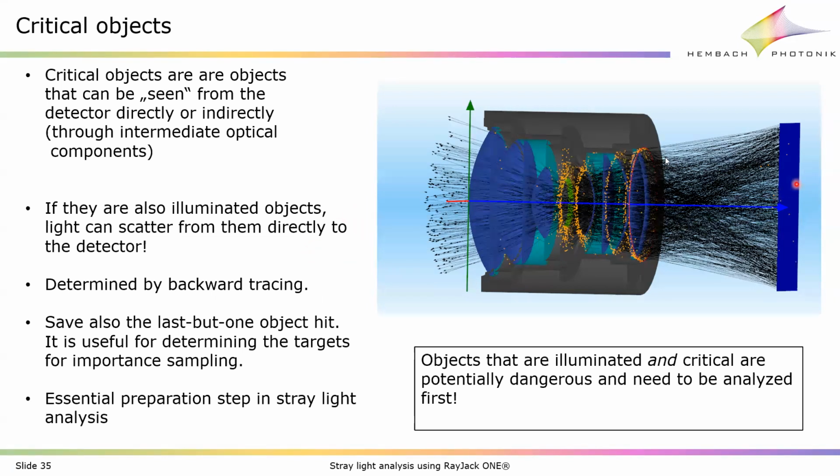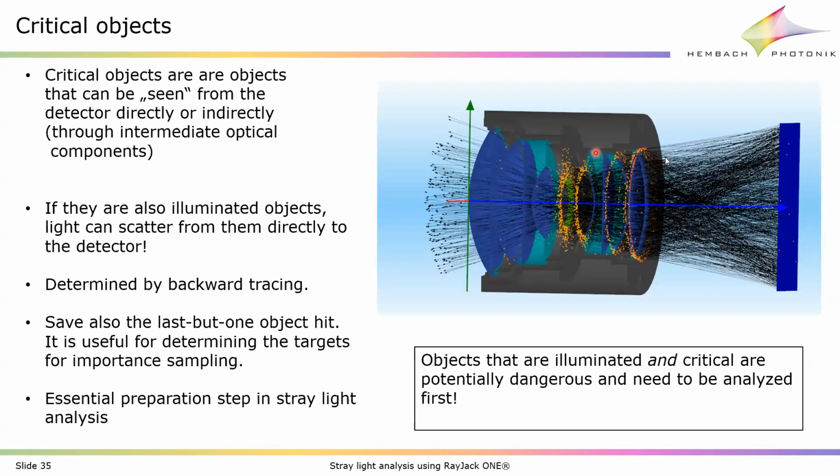They are determined by backward ray tracing, of course, because I'm really interested in what can reach the detector. If these critical objects are illuminated objects at the same time, then single scattering may already create a signal on the detector, which is typically very harmful. So watch out for objects that are critical and illuminated at the same time. Normally, when we do that, we do not only save the critical object, but also the last but one object hit.